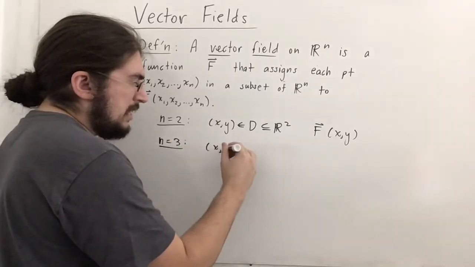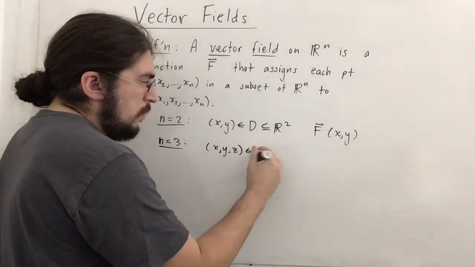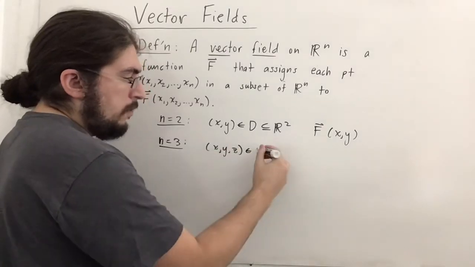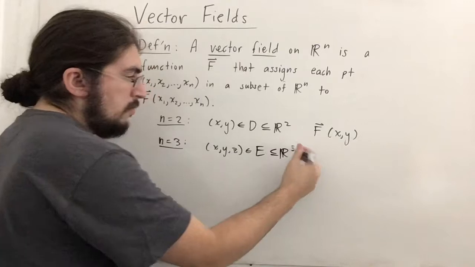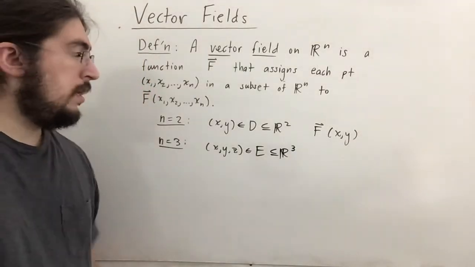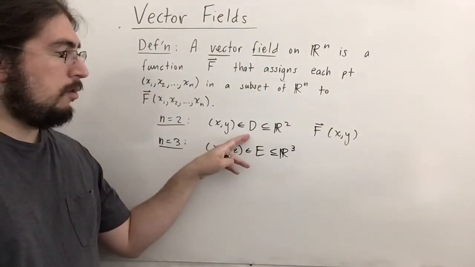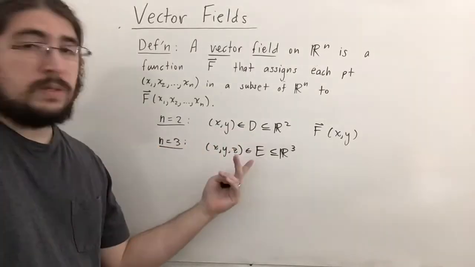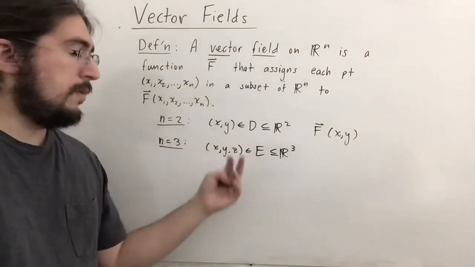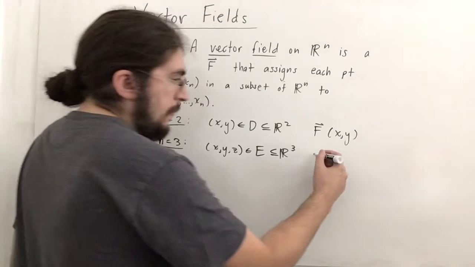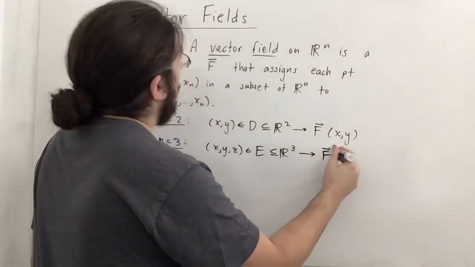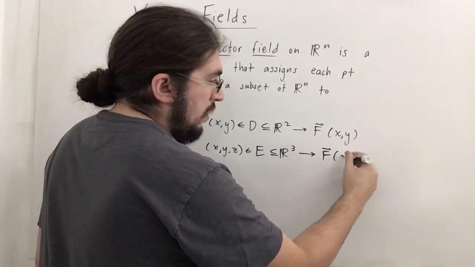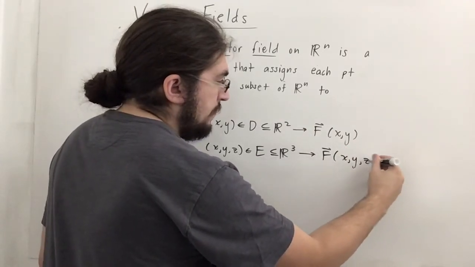That would be the point x comma y comma z, and usually we call the subset that this point would be in in R3 E, and this should remind us of what we've been seeing for double and triple integrals. For double integrals, we take the integral over the region D. For triple integrals, we take the triple integral over the region E. That makes sense? And here, the vector field will be F of that point x, y, z.